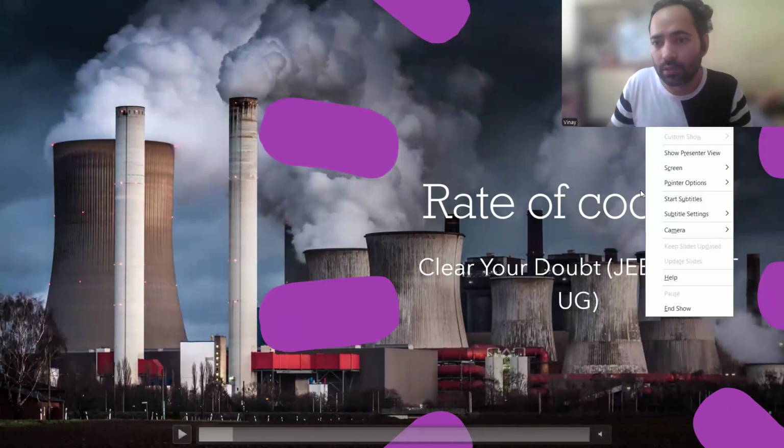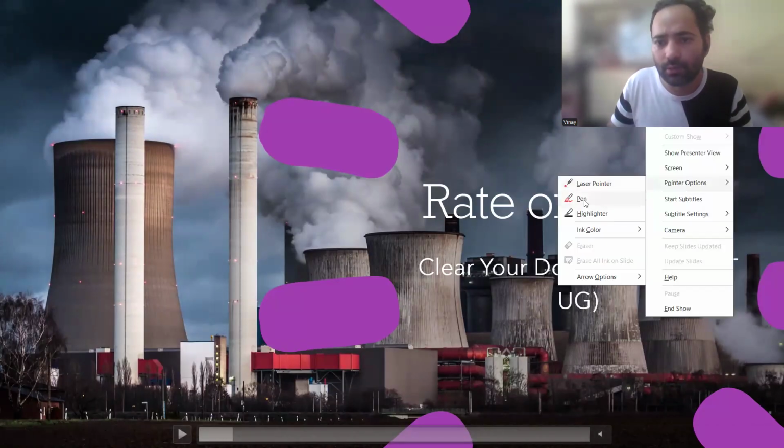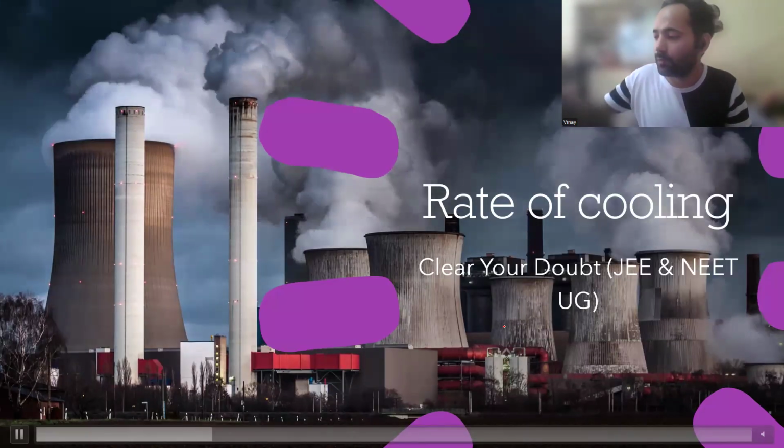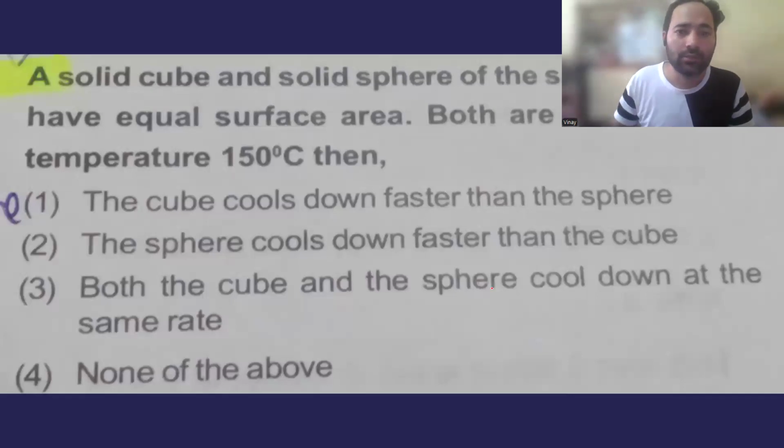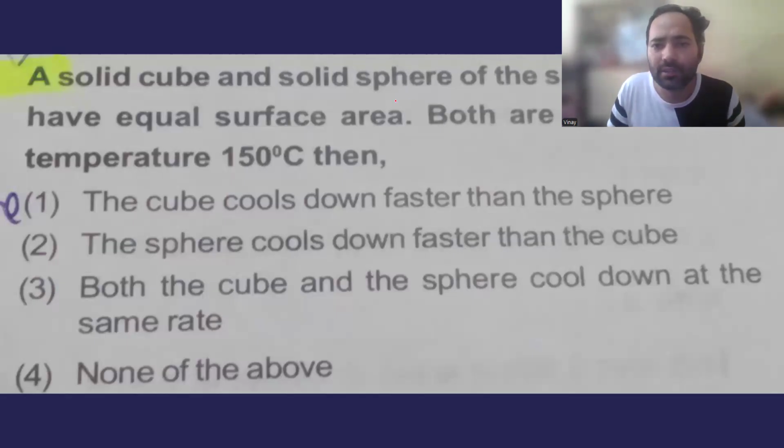So I'll use a pointer pen. Okay. So the question is, you have a solid cube and a solid sphere. I'm sorry, is the question visible? Hang on. Okay.